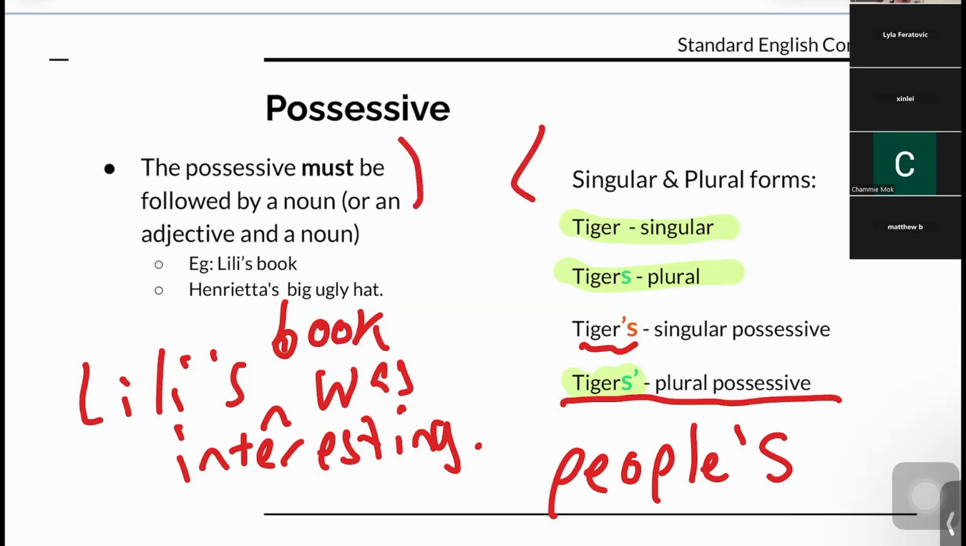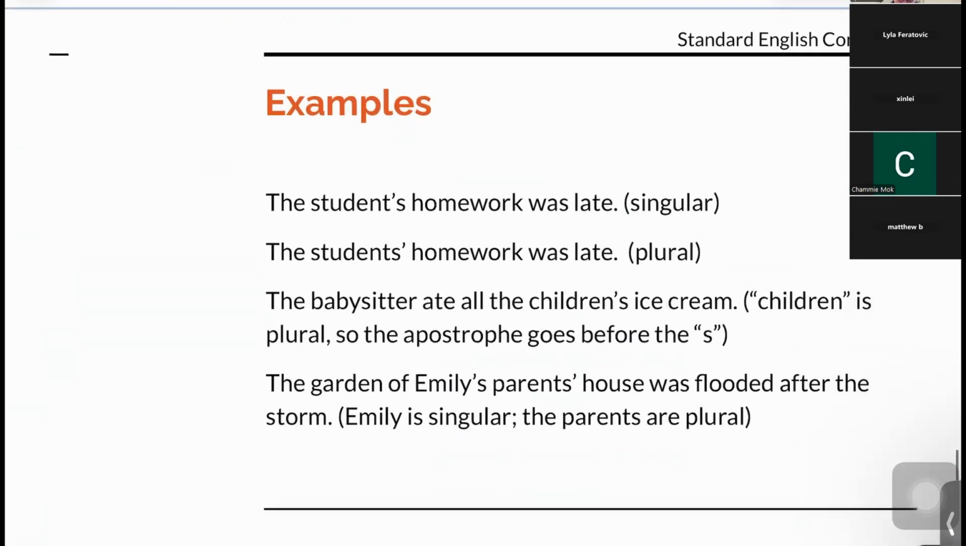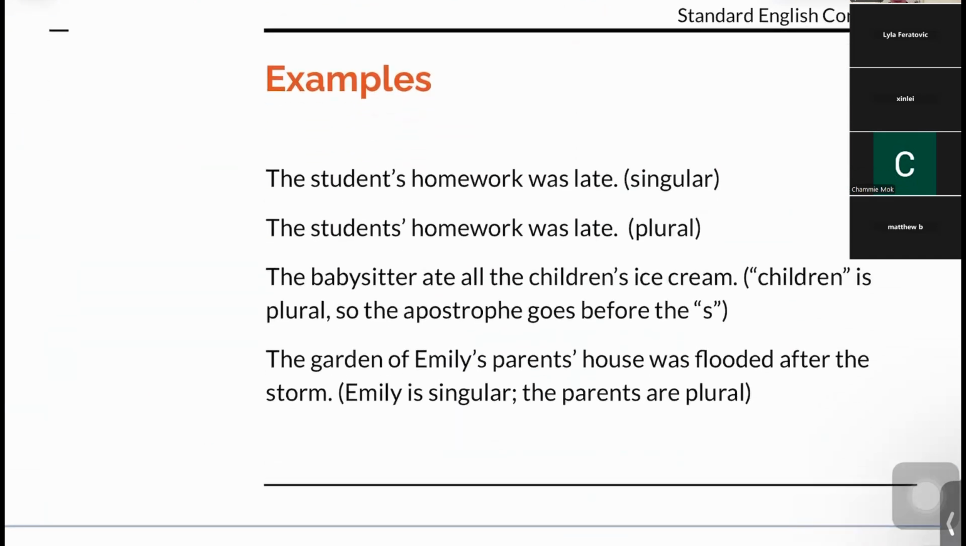So 2 takeaways here. A possessive noun cannot be the subject of a sentence, and the singular and plural forms look like these things on the right. Here are some examples of what this looks like in practice. The student's homework was late. We're talking about one student, so student apostrophe S. But if we're talking about multiple students who are all turning in their homework late, that's students apostrophe.